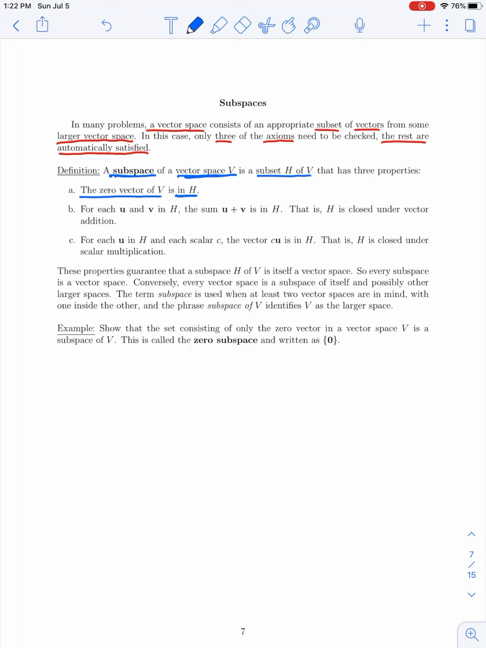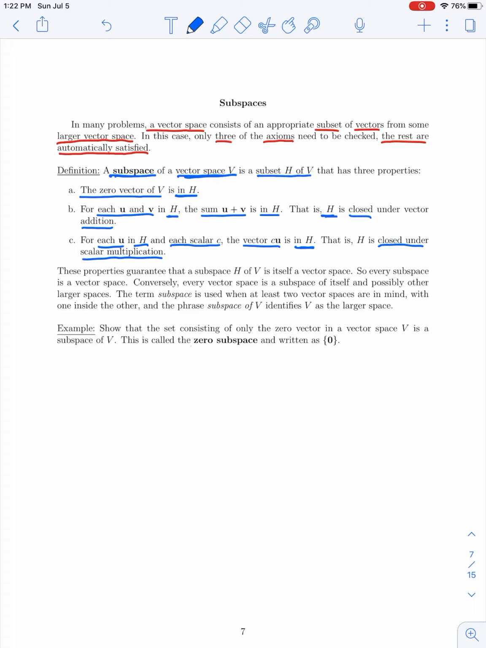In part B, for each vector U and V in the subset H, the sum U plus V must also be in H. This property is called closure under vector addition. So we would say H is closed under addition. And the third property is for each vector U in our subset H, and for each scalar C, the vector C times U is in H. That is called closure under scalar multiplication.